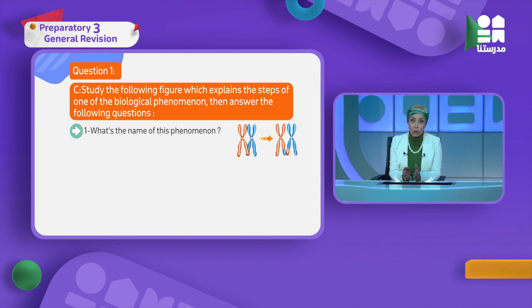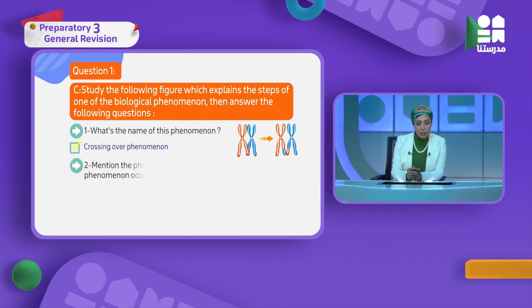Of course all of you know it because we repeat it several times. It is the crossing over phenomenon. It's a very important phenomenon, and because of that we repeat it. Crossing over. So the second question: mention the phase in which this phenomenon occurs. Of course you know, at the end of prophase 1.